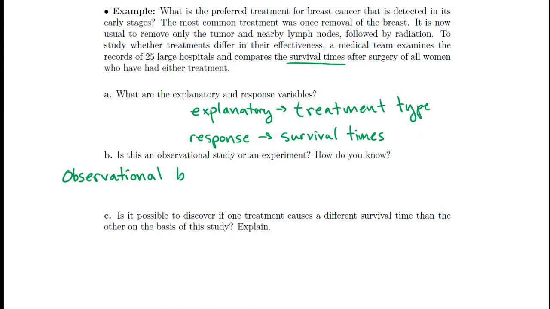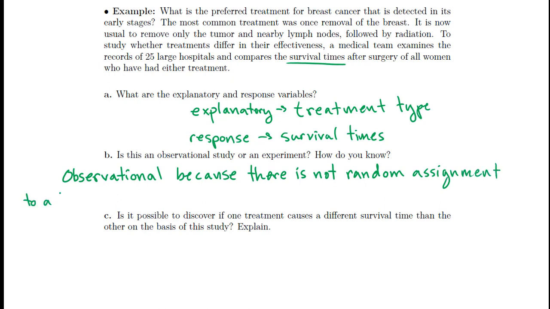It's observational because there is not random assignment to a treatment and control group. It's that simple, right? If I can't identify random assignment to a treatment and control group, then it is an observational study, not an experiment.